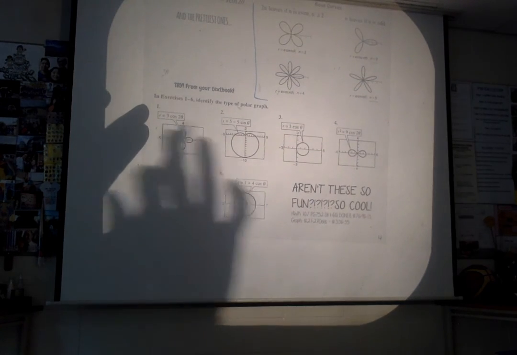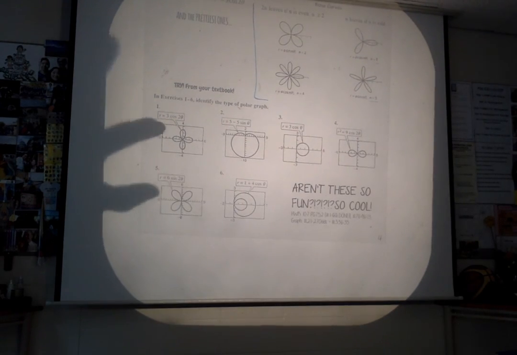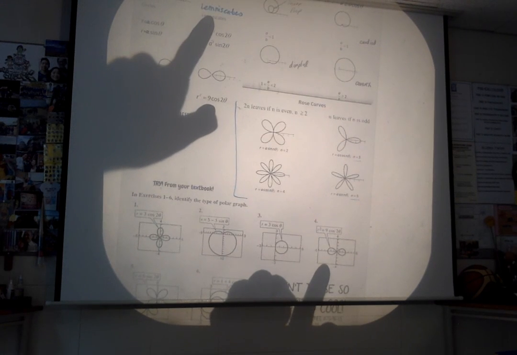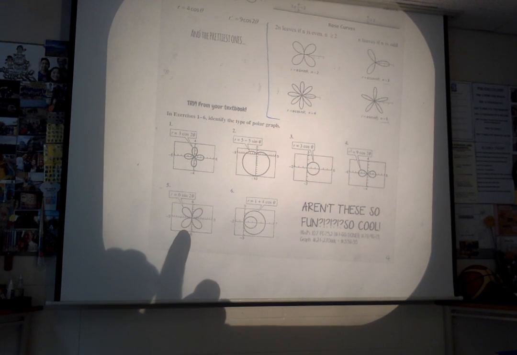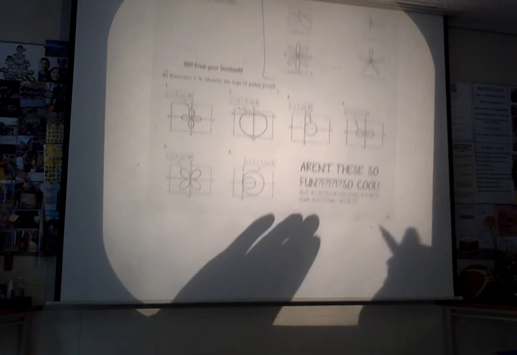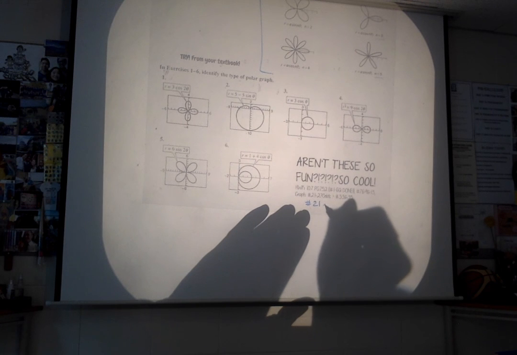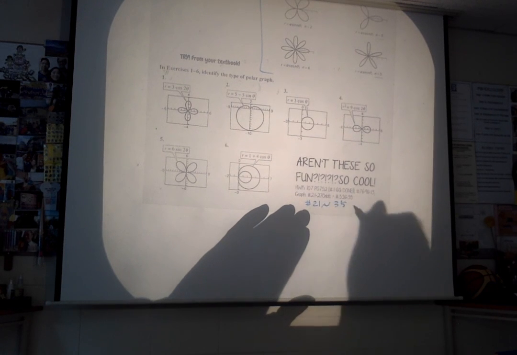So now try these, okay? Try identifying what these are. Like, for example, what's this? Oh, it's a lemniscate. What's this? It's a rose of an even number, okay? So that's that. But you guys, I'm going to give you a little bit more homework, actually. It's 21 all the way through 35 odds, okay?